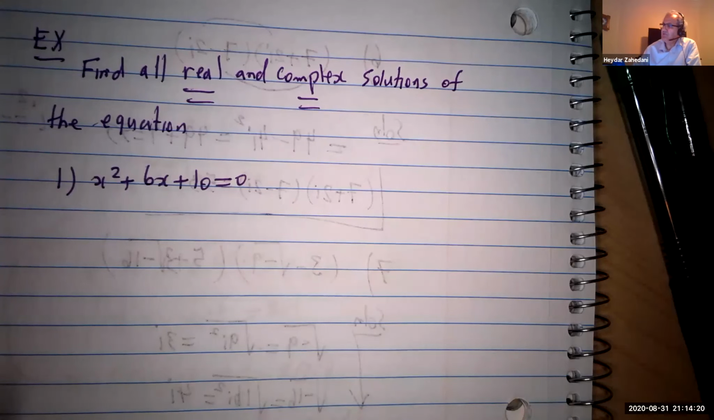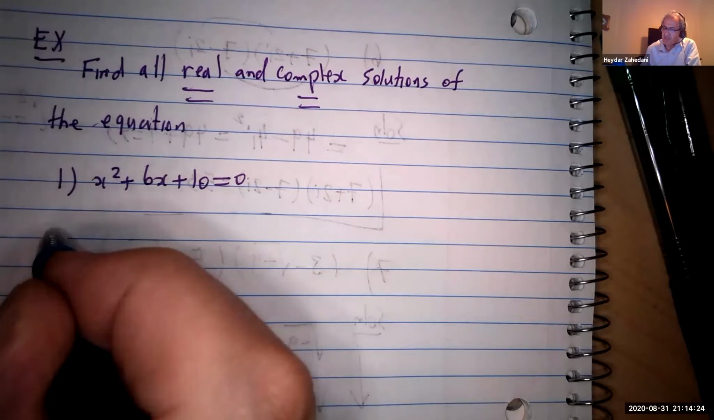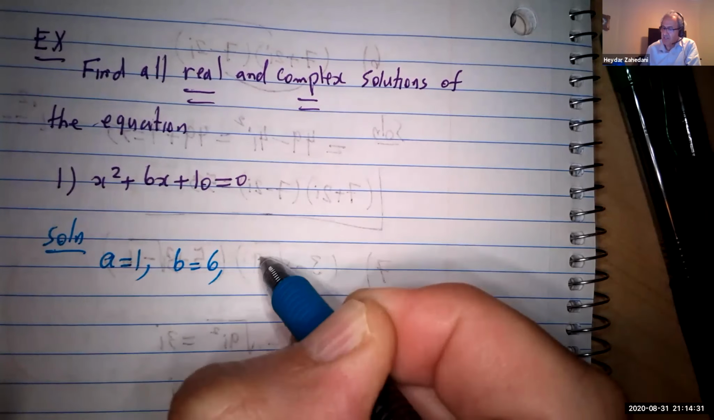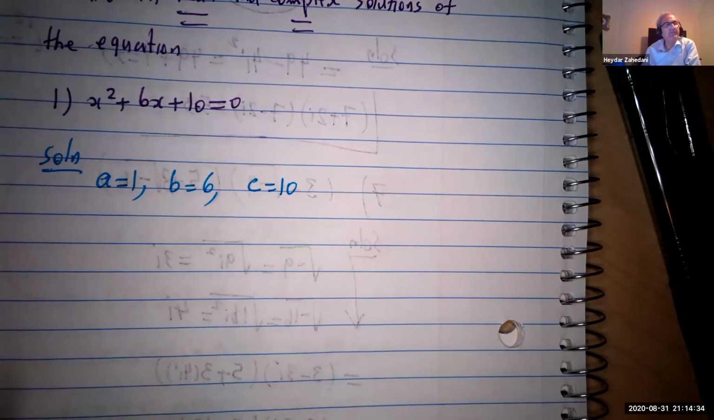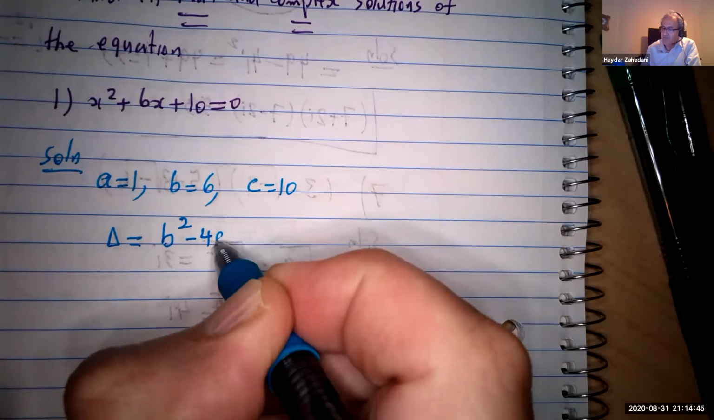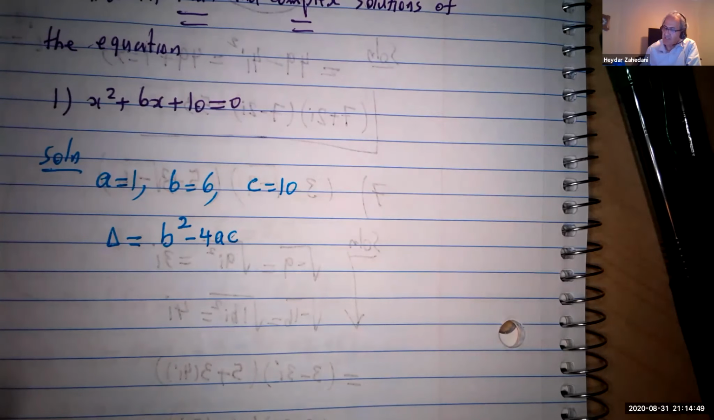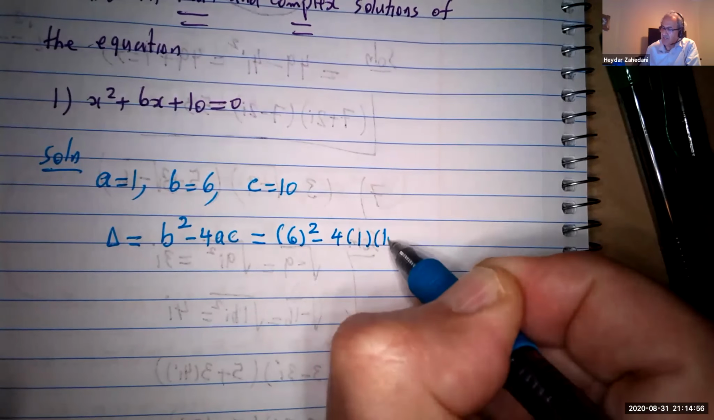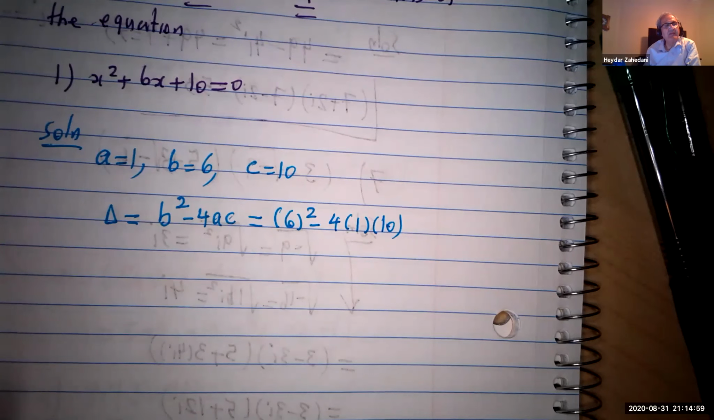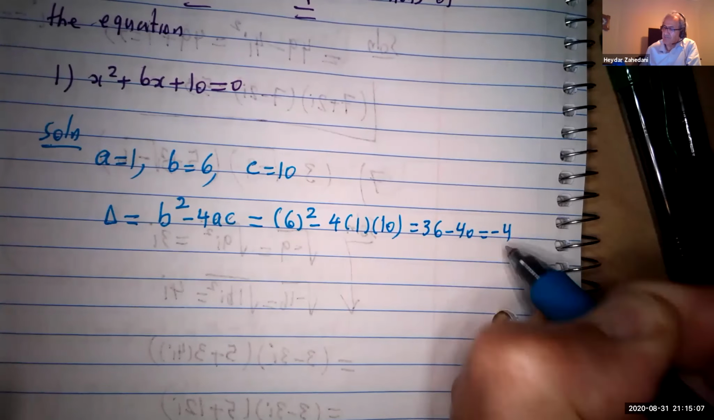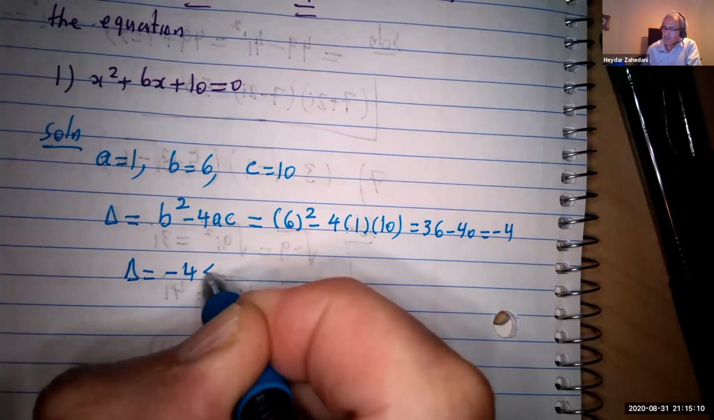Okay, form delta to see what type of solution you have. So the solution would be, a is 1, b is 6, c is 10. Delta equal to b squared minus 4ac. B is 6, so b squared would be 6 squared minus 4ac, 4 times 1 times 10. So that gives you 36 minus 40, which is negative 4. So delta is negative 4, it's negative.